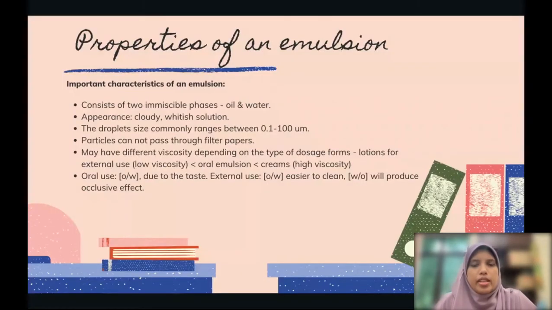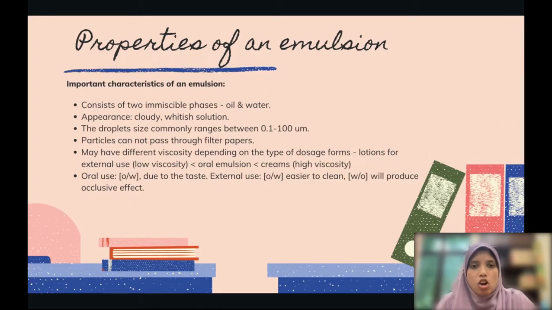There are several important properties of an emulsion that we have to remember to be able to ensure that the emulsion we prepare is stable. So the important characteristics of an emulsion are it consists of two immiscible phases, which are oil and water. The appearance is usually a cloudy, whitish solution, but for nano emulsion that I mentioned earlier on, it may be less cloudy, okay? But it's not a clear solution. But for the normal emulsion that we prepare in the lab, the appearance would be a cloudy and whitish solution.